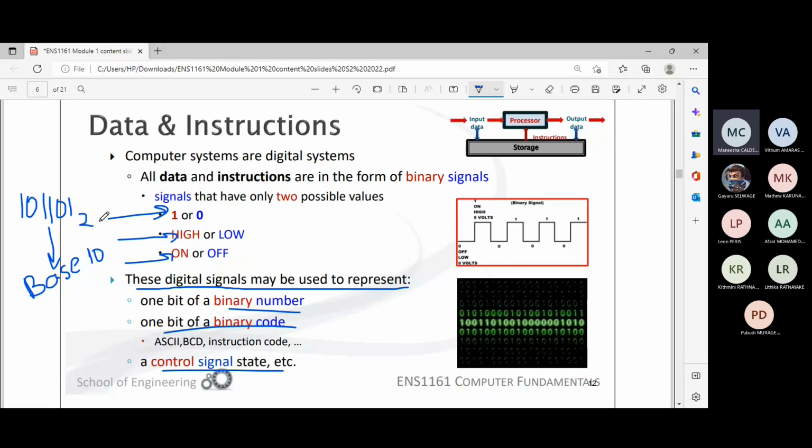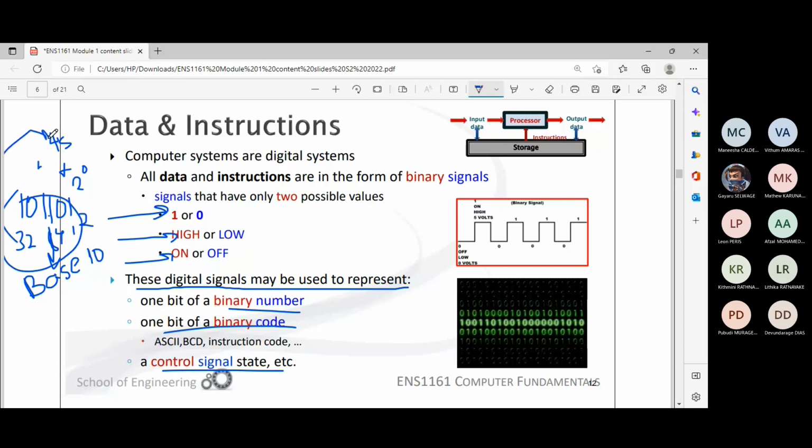If you know how to convert it, that's fine. This is 2 to the power 0, 2 to the power 1, 2 to the power 2, 2 to the power 3, and so on and so forth. Then finally, you add all of these values. What is the final answer? It's 45. Altogether, the answer is 45. There are different tactics that you people are using. That's fine.